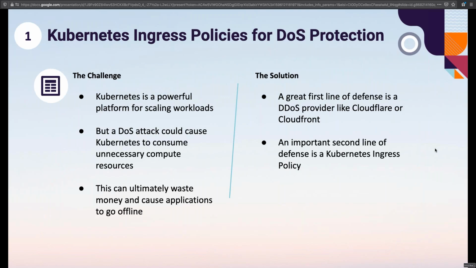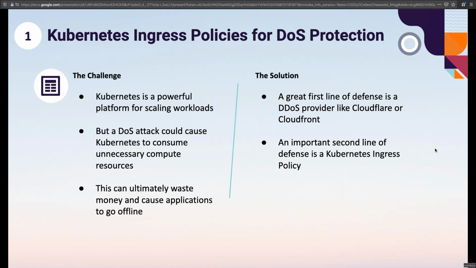Let's move on to the first topic. And really, this first topic is around Kubernetes Ingress policies for denial of service protection. Now, when it comes to Kubernetes, we know that it's a great platform for scaling up and down containers in response to traffic and demand on your application. One of the great benefits of Kubernetes is that ability to scale quickly and ensure that you are providing great availability for your applications to end customers.